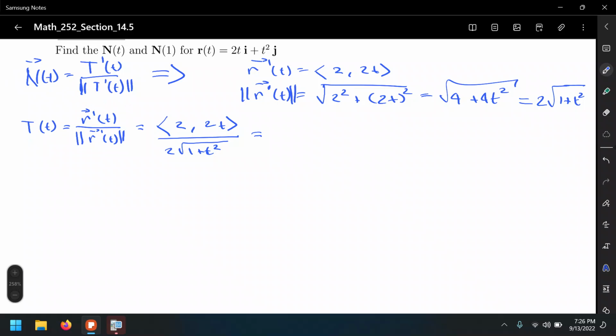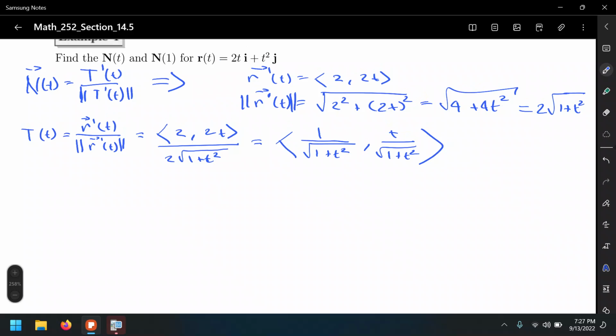Okay, so 2 over 2, that's gonna be 1 over the square root of 1 plus t squared, comma t over root of 1 plus t squared. Okay, so that's the tangential. And well, what else do we need?